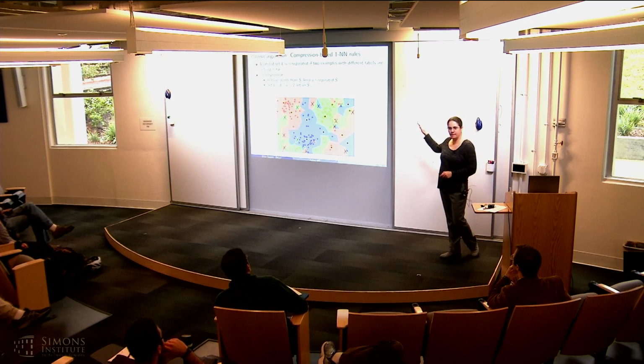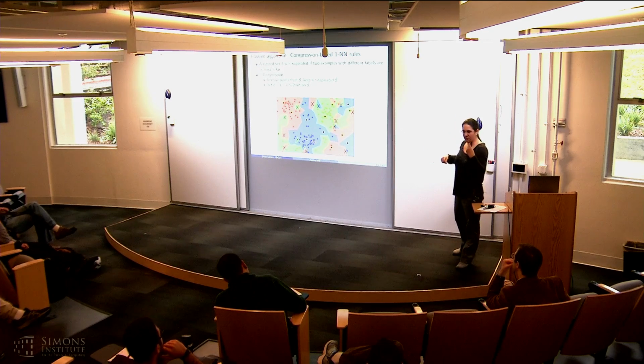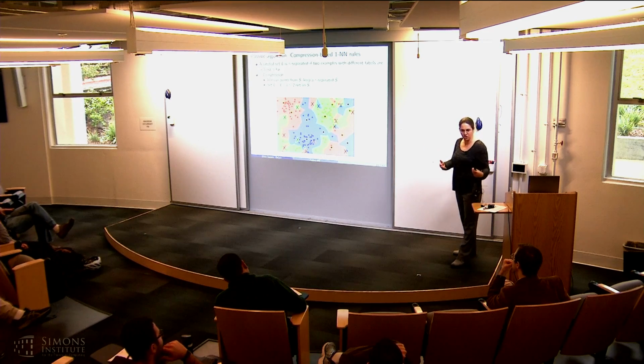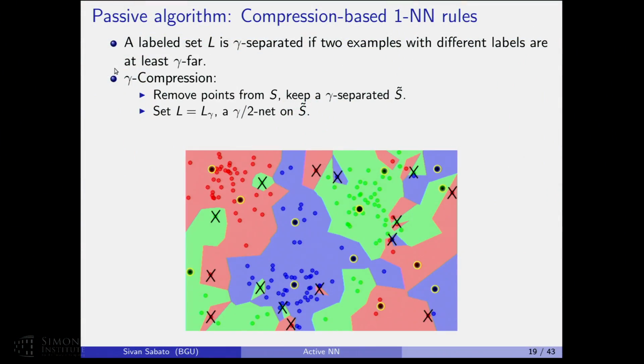So this is basically what you can do if you decide on a scale, your scale is gamma, then you can say, okay, here is my gamma compression. I will remove the things that make noise in this gamma scale, and then I will just select this half gamma net on the rest of the data, okay? But this is just after you know gamma. So I sort of told you I have some scale gamma and use that scale. In reality, we don't know gamma. Again, it's not a parameter of the algorithm. What happens is, we are going to find gamma, okay?